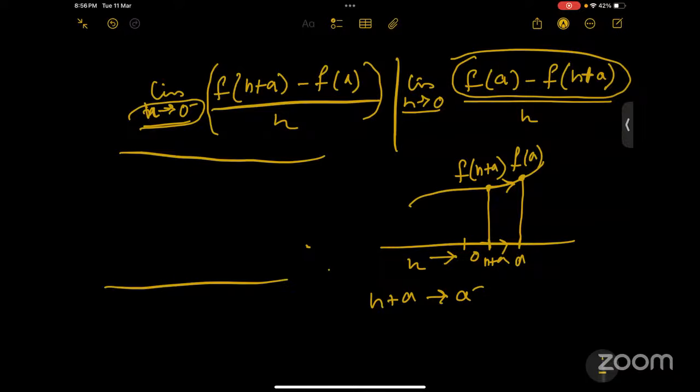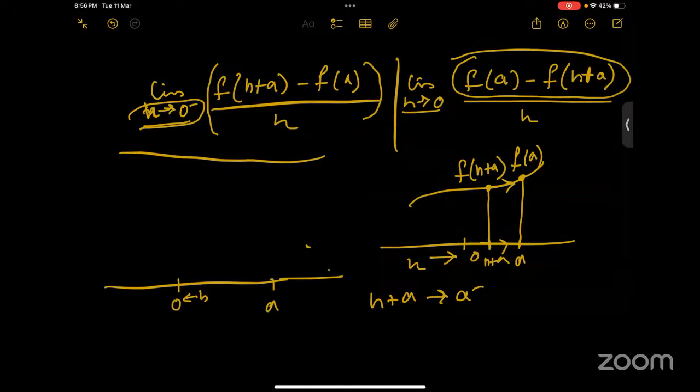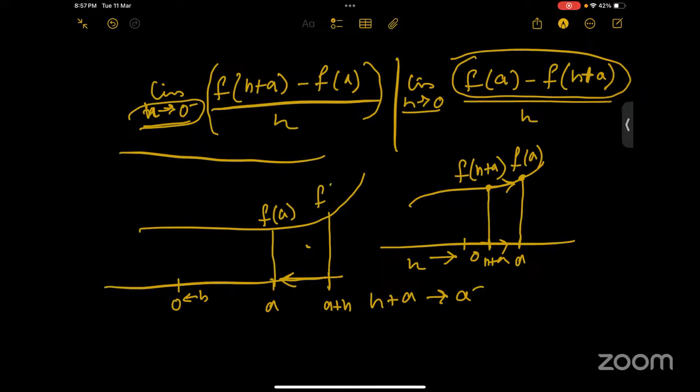So again, if h is tending to 0 from the positive side, if this is our a, then a plus h will be tending to a from the positive side of it, right? Now, if this is our curve, this is our a and this is our a plus h, right? So this is tending from the right hand side.